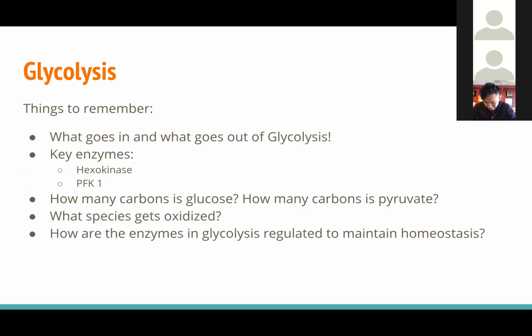So things to remember for glycolysis are what goes in and what goes out of the process. The key enzyme you need to know is hexokinase. What does hexokinase do, and which step is it in? I'm going to talk about PFK in a little bit. How many carbons is glucose? How many carbons is pyruvate? What species gets oxidized? How are the enzymes regulated to maintain homeostasis?